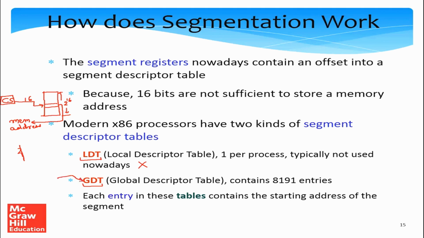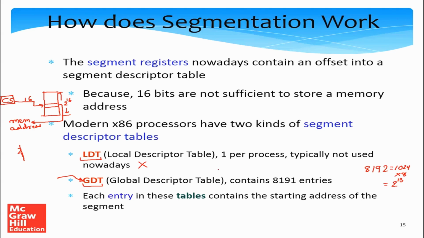And this does not have 2 to the power 16 entries because we will typically not need that many segments. This is slightly smaller. It contains 8192 entries. 8192 is actually a very special number. I'll give you some time to guess. It is 1024 times 8, which is nothing but 2 raised to power 13. So we'll actually use 13 bits from the contents of the register to access this particular GDT table to read the starting memory address of the segment.